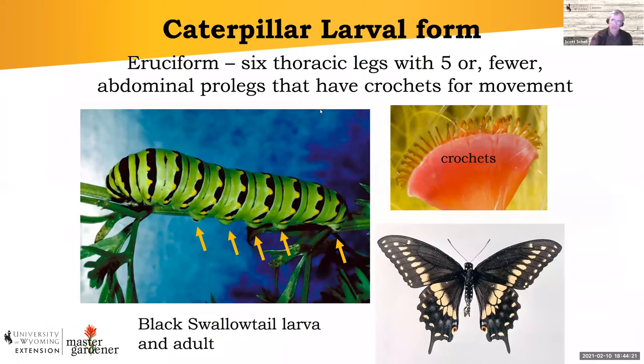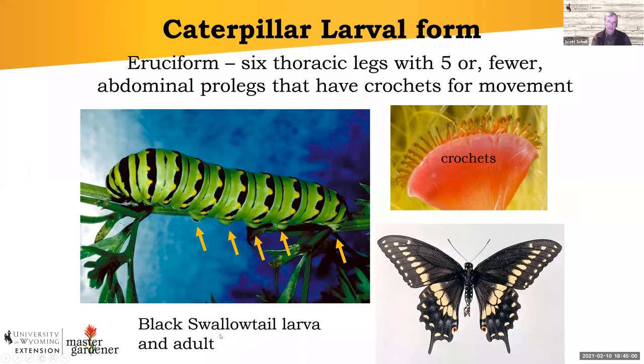Eruciform. These are the caterpillar larva forms. They have six thoracic legs, so that's what's going to be their legs as adults, and that's up here at the head region, and then these legs here. They use those for manipulating food, and then they hang on to the vegetation with abdominal prolegs that they'll lose when they go through complete metamorphosis. And on those prolegs, they have these crochets or hooks. So this is how you can distinguish them from other similar larval forms by the presence of these crochets and then the number of the abdominal prolegs.